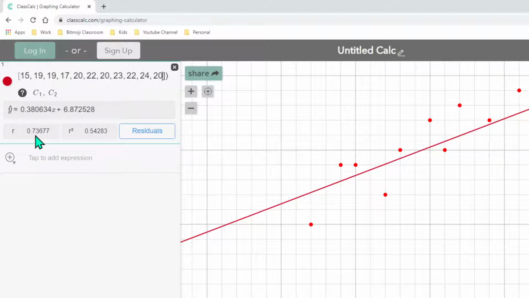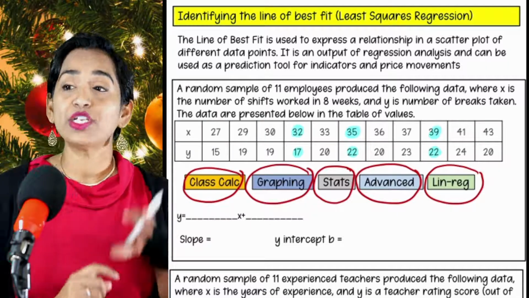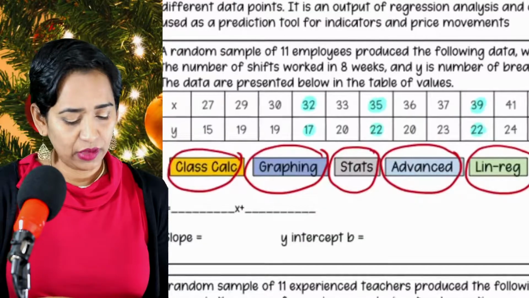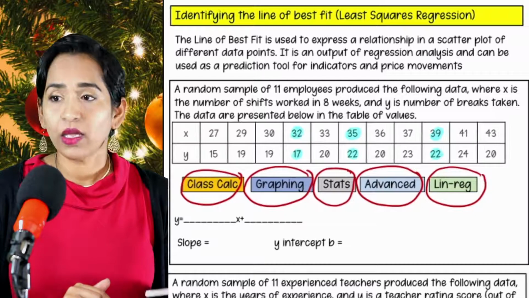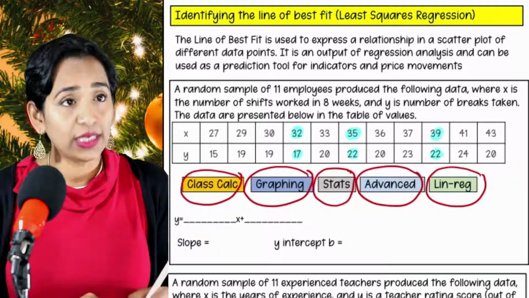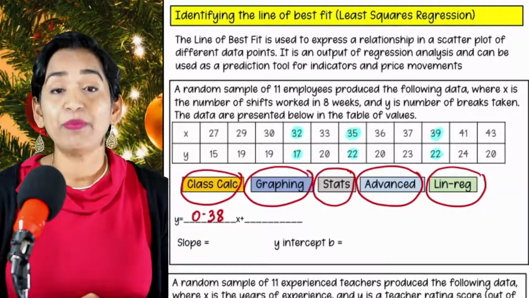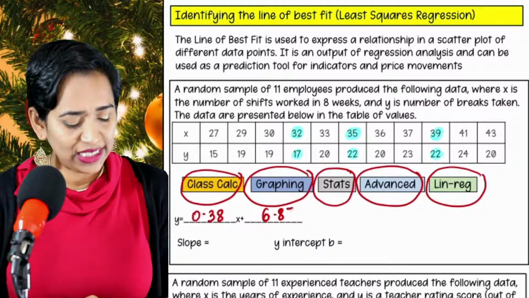What I'm going to do is go ahead and write this down. So let me close my ClassCalc. And I highly recommend you doing it with me so you can see what's going on. So my slope here, what was my slope? My slope was 0.38, keeping it to 2 decimals, and my y-intercept is 6.87.